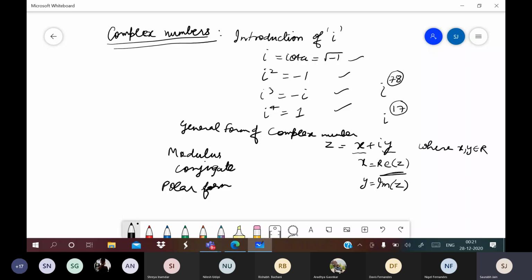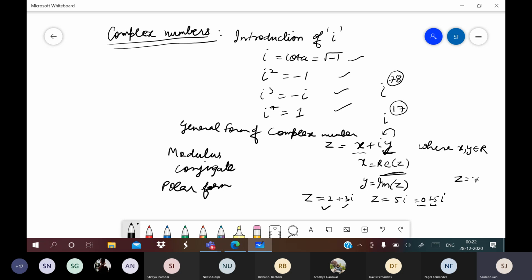Why is y called imaginary part of z? Though it is itself a real number, it is multiplied with iota. It is the coefficient of iota. That is why we say that it is an imaginary part. The value itself is real. For example, like 2 plus 3 iota. This is a complex number. 2 is the real part, 3 is the imaginary part. If I write 5 iota, then it can be written as 0 plus 5 iota. Real part is 0, imaginary part is 5.